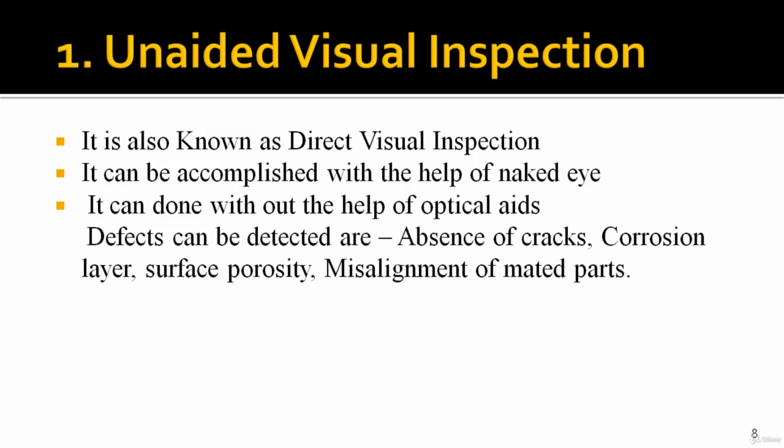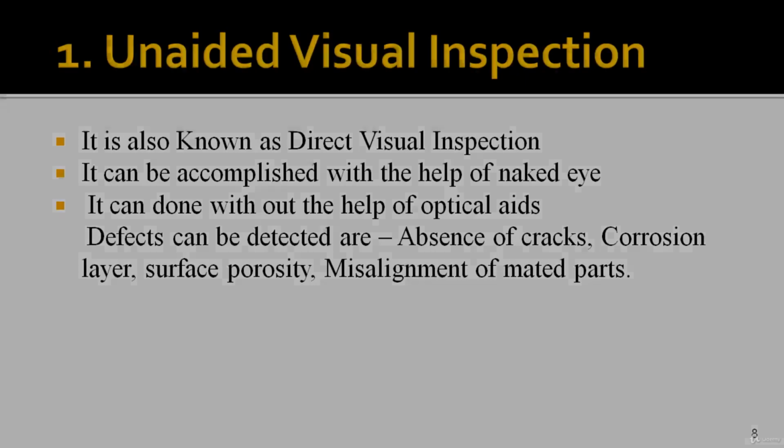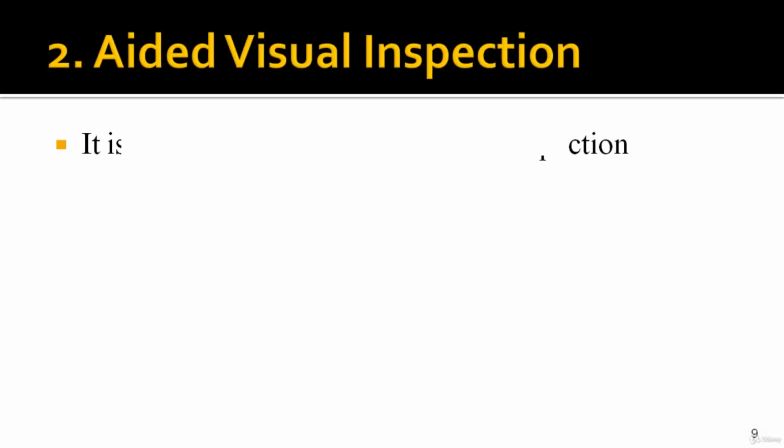Defects that can be detected are absence of cracks, corrosion layers, surface porosity, and misalignment of parts. We can see these by naked eyes. We are not using any instrument here for inspection, so that is called unaided visual inspection.